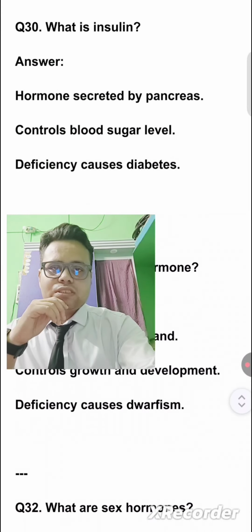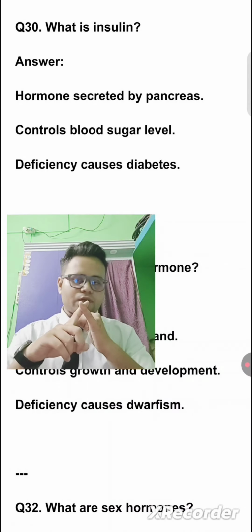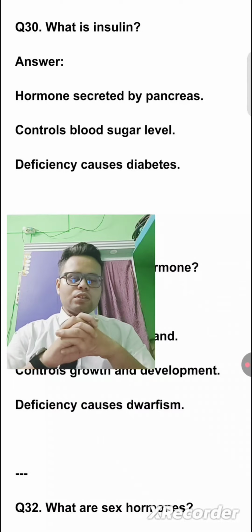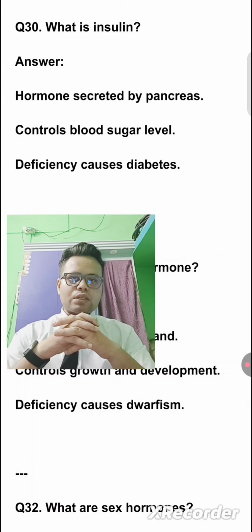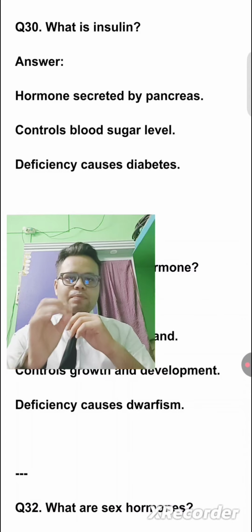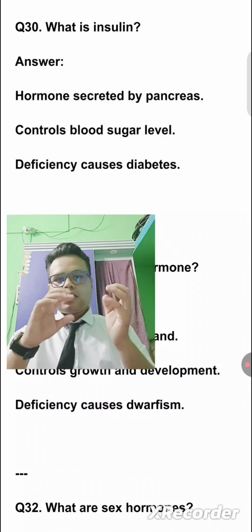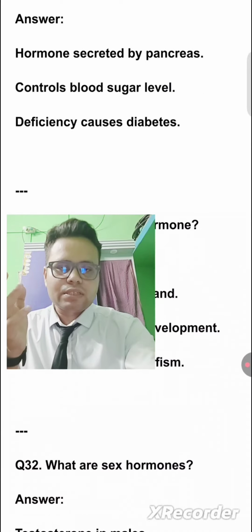And what is insulin? If we are talking about insulin, it is a hormone secreted by the pancreas first of all. Second, it controls blood sugar level. Okay, hormone secreted by the pancreas first of all. Second, controls blood sugar level. Number third, deficiency causes diabetes. So these three things come under it.